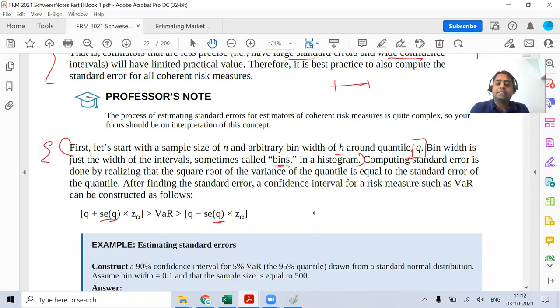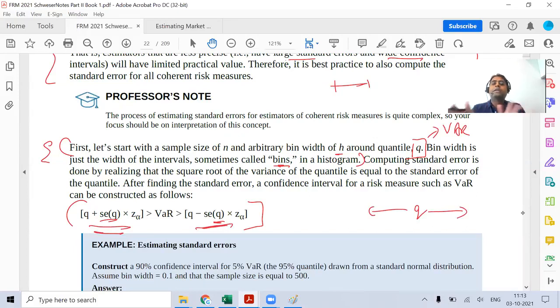And if you look at the formula they've given you, this is nothing very strong. What they're trying to do is, suppose this Q is my VaR. I'm just going down and going up. When I go down, I'm using this value. When I'm going up, I'm using this value. So primarily I'm trying to create a confidence interval.